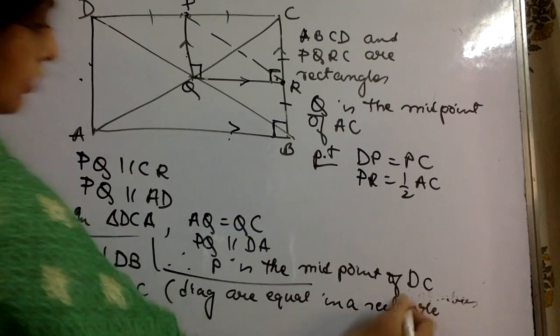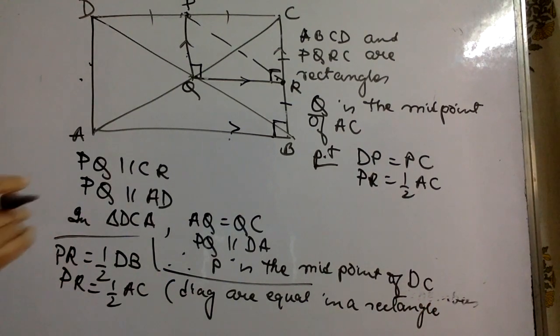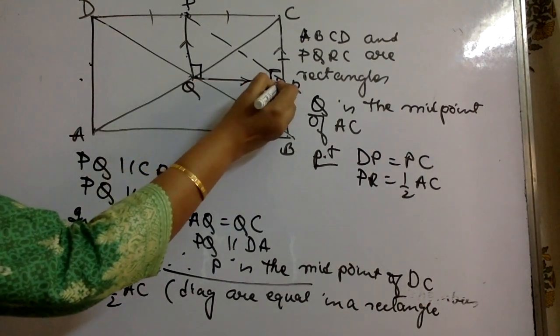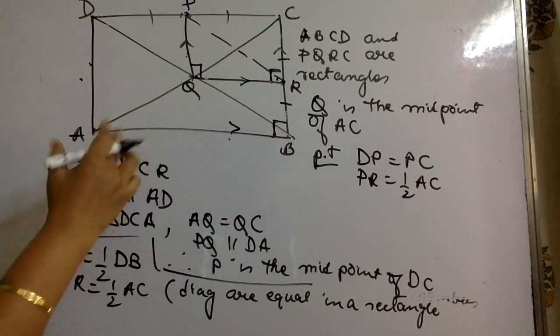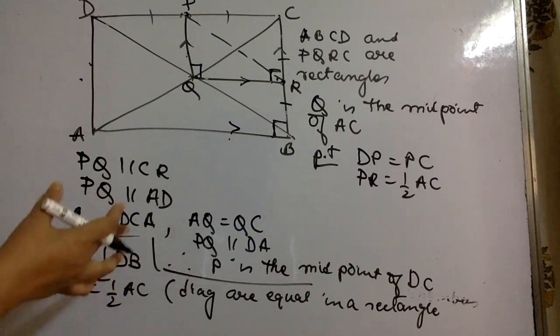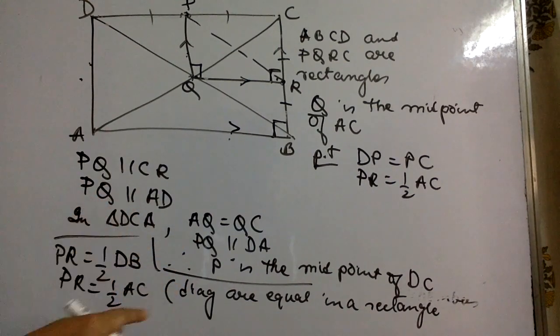In this sum I haven't written one step, that is proving R is the midpoint. When I proved it for CAB, that step I haven't written because it is quite a repetition. So you can write it by yourself. This is the last step in the sum.